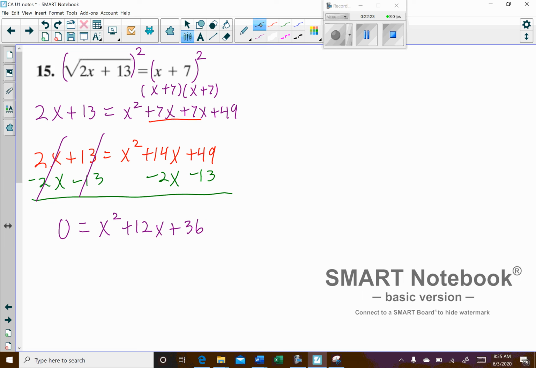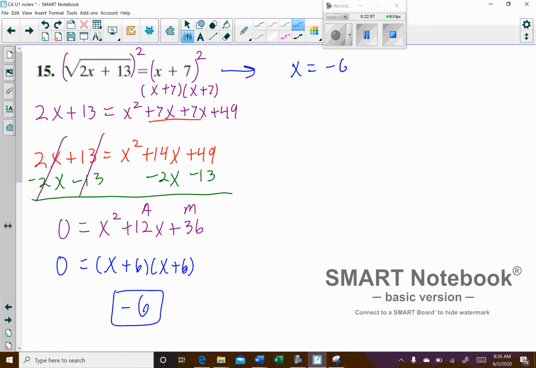All right, so now we're ready to factor this. Let's see, it looks like multiply to give us 36, but add to 12. I believe they're both going to be x plus 6, right? So we get the same solution for both of these. So the only proposed solution we have is negative 6. Okay, so we will go ahead and try that and see if it works.